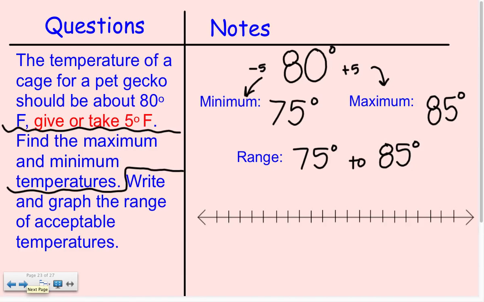Now if I graph that on my number line, obviously we don't want to start at 0 and go all the way up to 75 because that's going to be a really long number line. So I'm going to pretend this right here is 75, and we'll count by 5. 75, 80, 85. So anywhere in there is where my gecko could live comfortably.